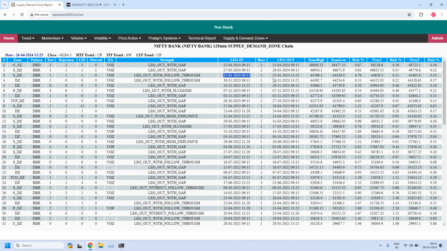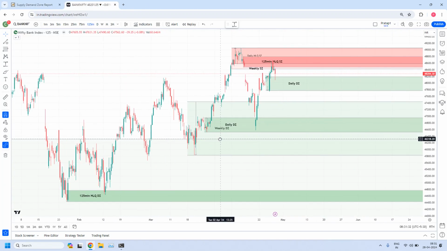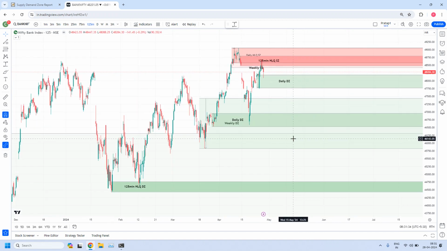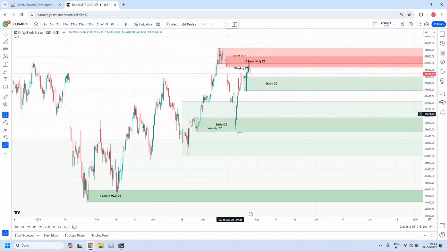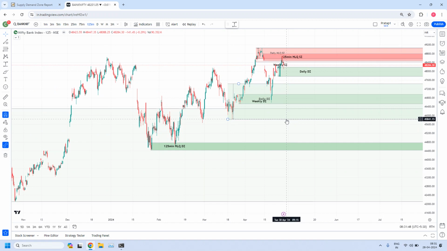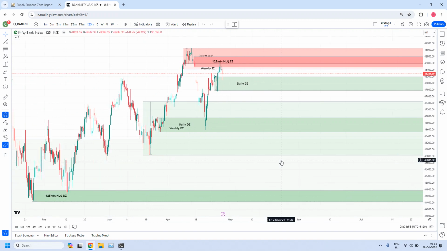Okay, this is the 125 minutes high liquidity demand zone. Let us assume prices will not come up to this area during this coming week. Probably the price action will be within this area. But if this weekly zone is violated, it may get support from here. And somewhere here some daily zone also might be there.